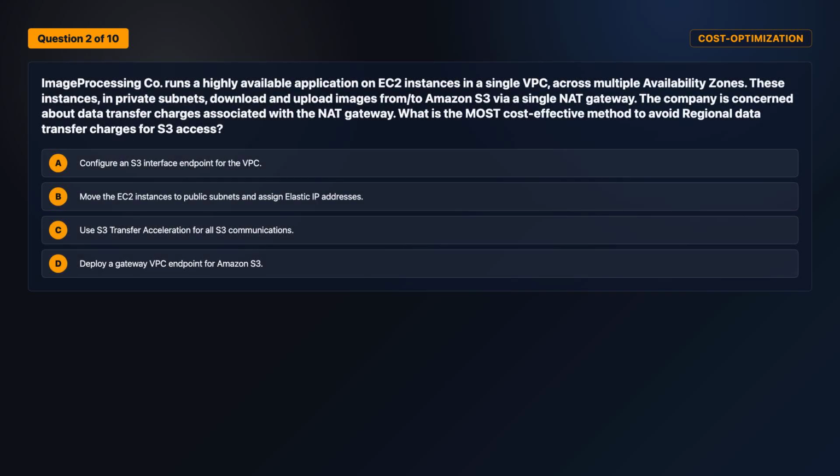All right, question 2. Watch for must, most, least, or except. Image Processing Co. runs a highly available application on EC2 instances in a single VPC across multiple availability zones. These instances in private subnets download and upload images to Amazon S3 via a single NAT gateway. The company is concerned about data transfer charges associated with the NAT gateway. What is the most cost-effective method to avoid regional data transfer charges for S3 access? Select one answer. Review the answer choices on screen.